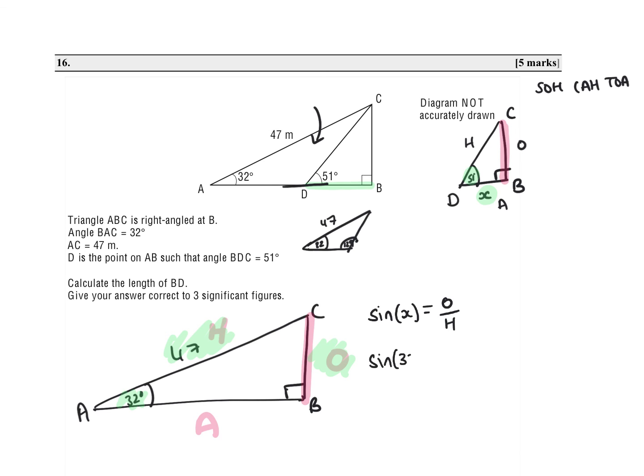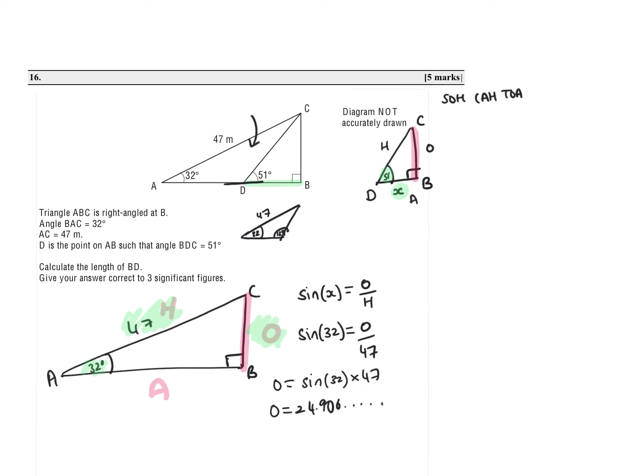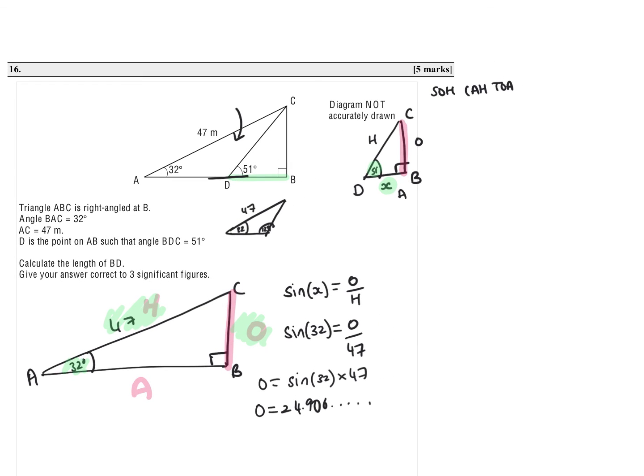My sine of 32 equals my opposite over 47. So opposite equals sine of 32 times 47. So I'm going to write that into my calculator. Sine of 32 times 47, which is 24.906. So opposite equals 24.906 and so on. I'm going to keep that as it is, okay? And in my calculator, that's currently what it shows. So brilliant, I've now worked that out.